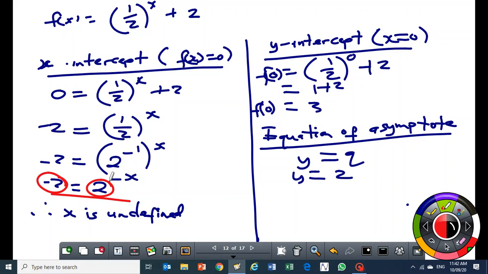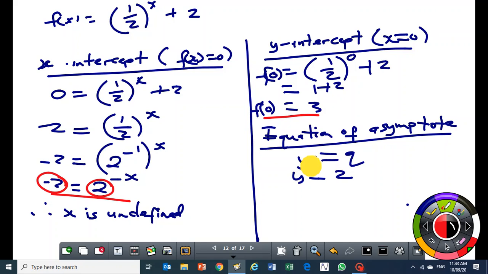Then you find the y-intercept: put x equal to 0, a half to the power of 0 is 1. If you can't do it mentally like me, put that in your calculator. Your calculator will give you the correct answer. Don't have to stress. So a half to the power of 0 is 1. 1 plus 2, that's a 3. Y-intercept is 3.